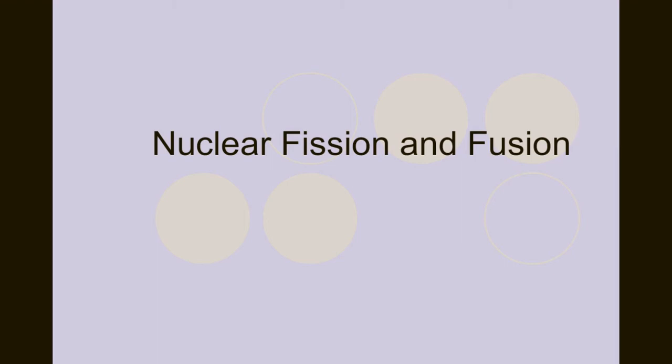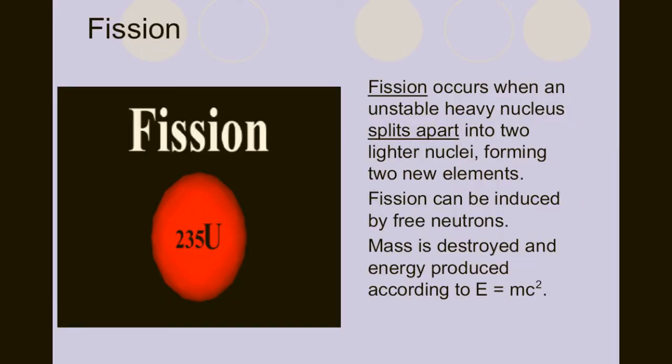Moving on to nuclear fission and fusion. Fission occurs when an unstable heavy nucleus splits apart into 2 lighter nuclei, forming 2 new elements. Fission can be induced by free neutrons, and mass is destroyed and energy is produced according to the Einstein equation of E equals mc squared.